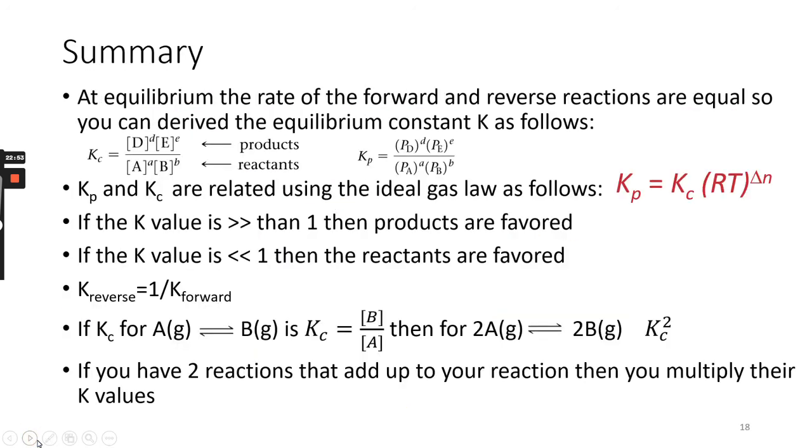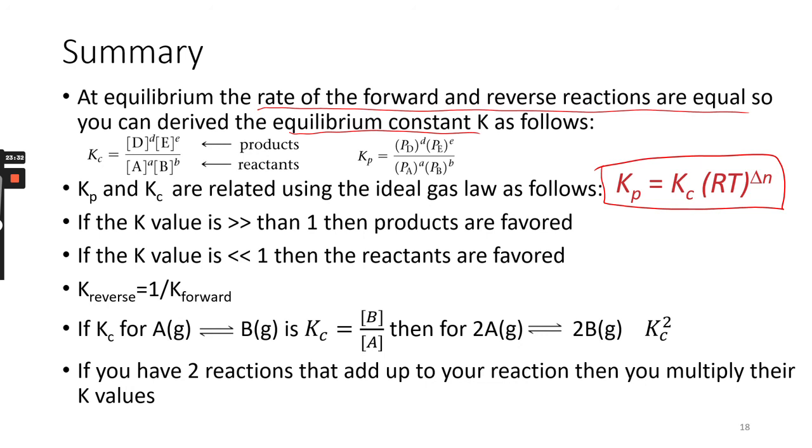So let's summarize what we learned today. At equilibrium, the rate of the forward and the reverse reactions are equal. So you can derive your equilibrium constant. Remember, your products go on top, raised to their coefficients, divided by the reactants raised to their coefficients. We could do this, raising their coefficients, because we're assuming that our steps are elementary. You could also do it for partial pressures. Kp and Kc are related using the ideal gas law, and the relationship you get is as follows, where delta n is your change in moles, moles of product minus moles of reactant in gases.